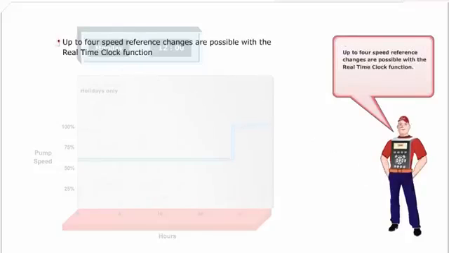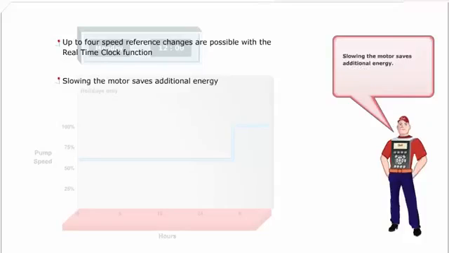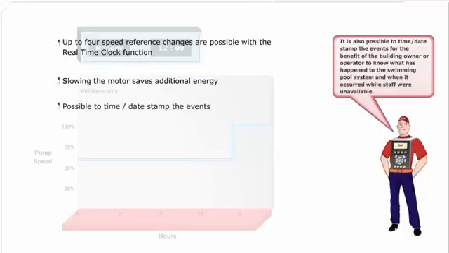Up to 4 speed reference changes are possible with a real-time clock function. Slowing the motor saves additional energy. It is also possible to time or date stamp the events for the benefit of the building owner or operator to know what has happened to the swimming pool system and when it occurred, while staff were unavailable.